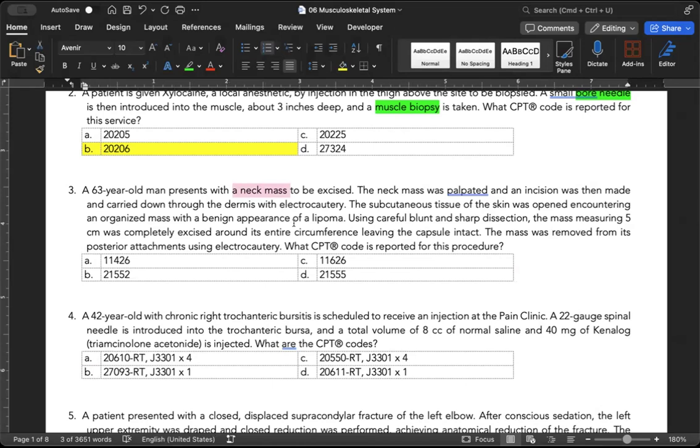So we have 21552 and 21555. Your 21552 and 21555 are both going to be underneath the same parent code: an excision of a tumor, soft tissue of the neck or anterior thorax, subcutaneous. One is less than 3 centimeters, one is 3 centimeters or greater.